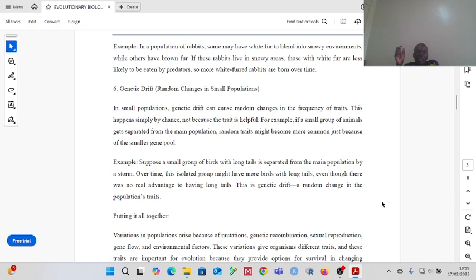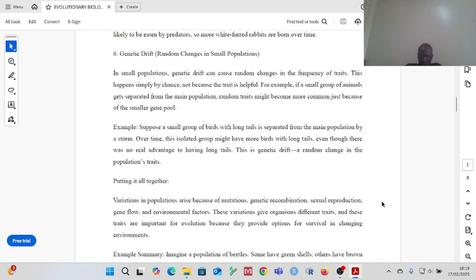What led to the separation? What led to the isolation? A storm. A storm occurred just by chance. And there is nothing that makes the phenotype of these birds advantageous. Okay? So the long tails don't confer any survival advantage. But they are likely to continue having those long tails. Pure chance. No advantage is being conferred by the trait that these birds carry.